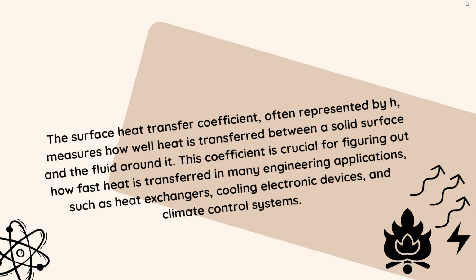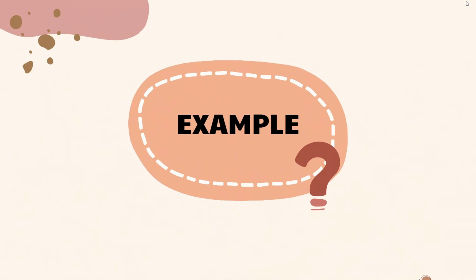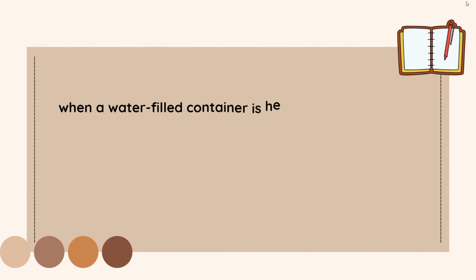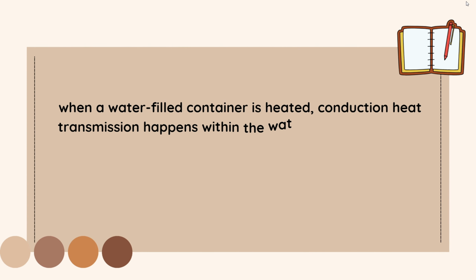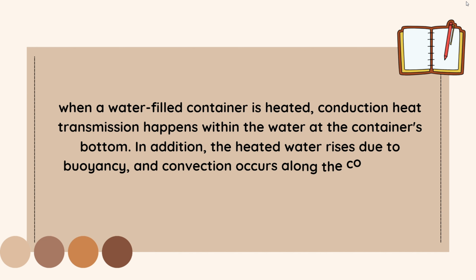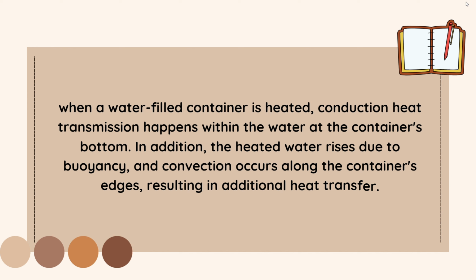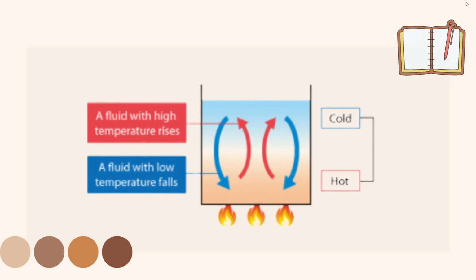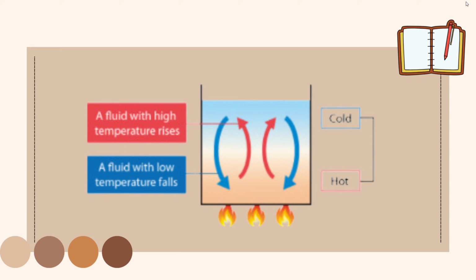Example: when a water-filled container is heated, conduction heat transmission happens within the water at the container's bottom. In addition, the heated water rises due to buoyancy, and convection occurs along the container's edges, resulting in additional heat transfer. Conduction at the bottom of the container, where the heat source is applied, conduction heat transmission occurs.